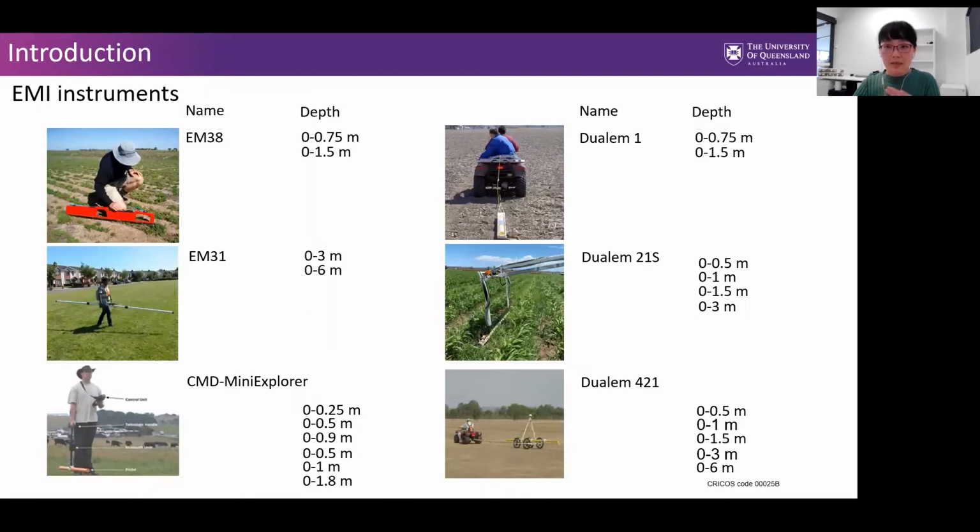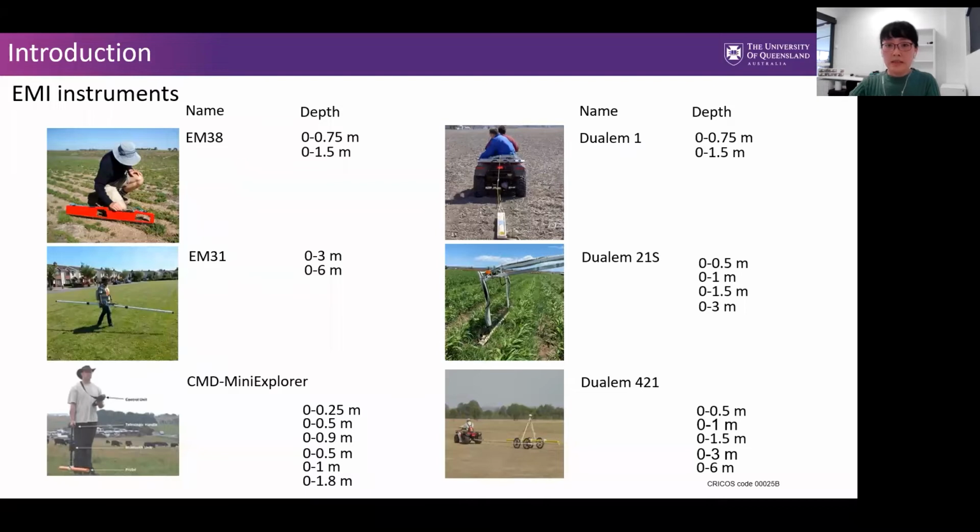However, the sensors on the left-hand side need to be operated in two different modes, including the horizontal and vertical modes. In comparison, the Dualem instruments are more convenient to use because they have just one operating mode, which enables them to finish data collection over one pass of the sensor.